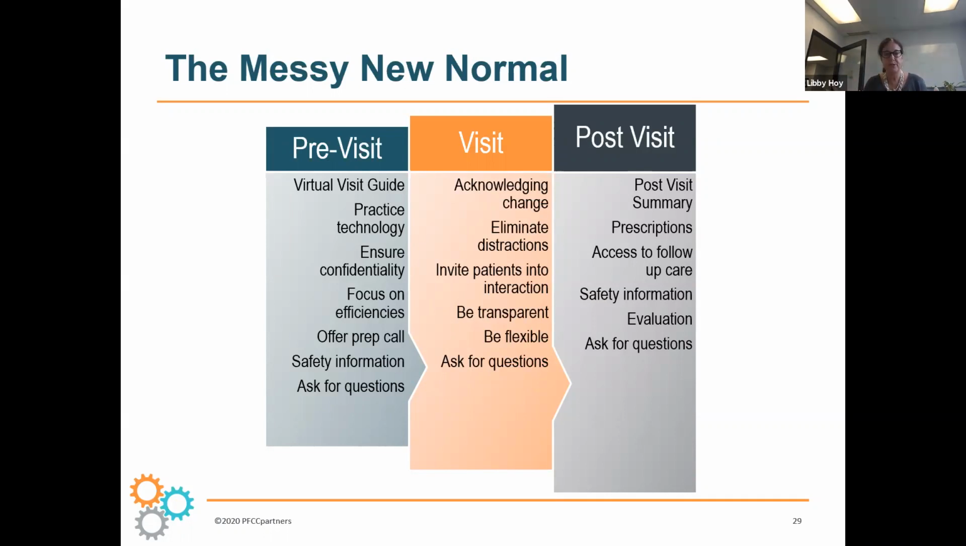Access to follow-up care, we've heard this as well. If you are telling me to go get an MRI, where am I going to go? How am I going to get that prescription?